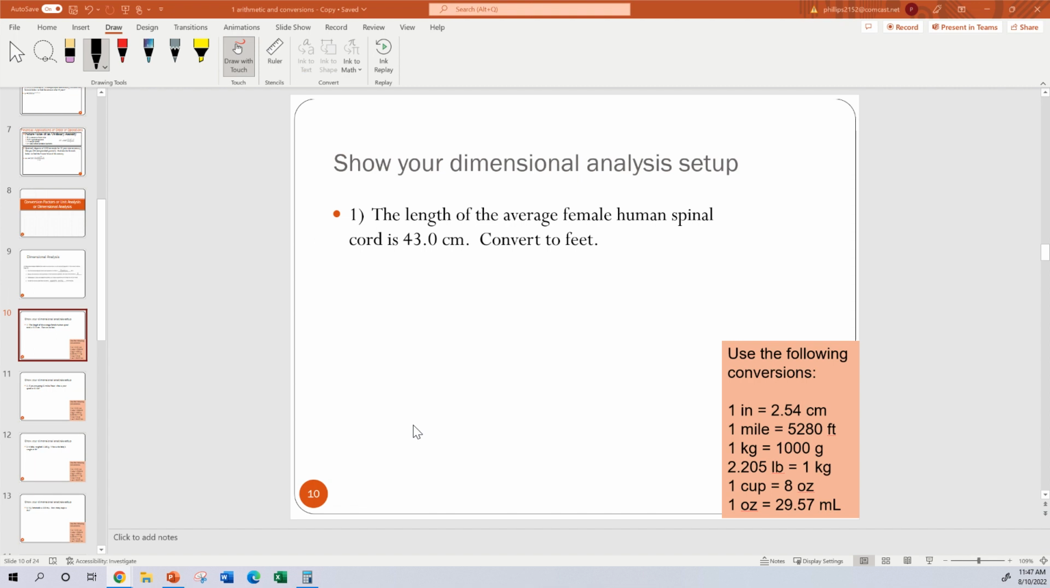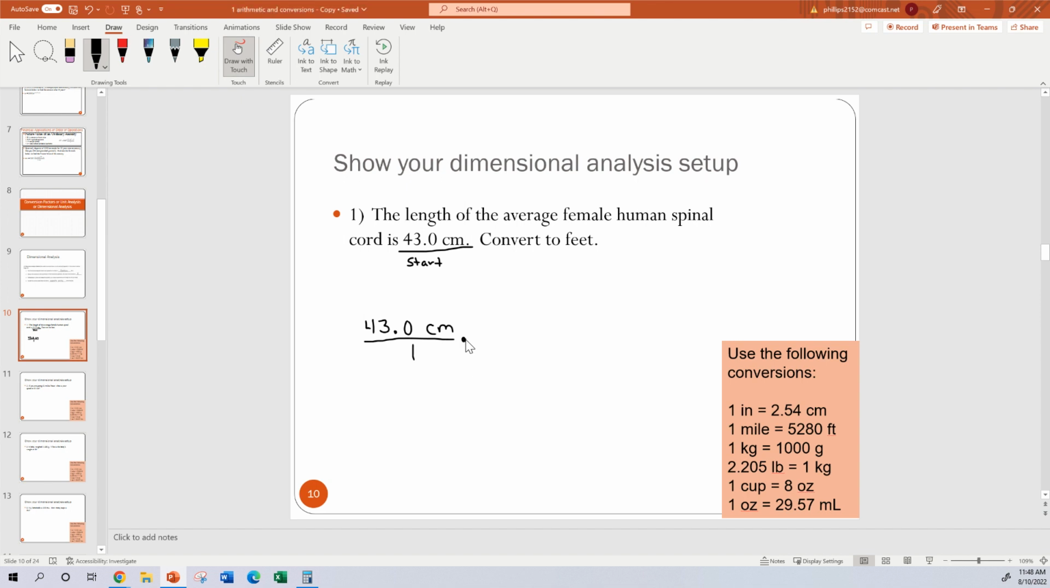So in this problem, we are asked to use dimensional analysis, and we are asked to convert the length of the average female human spinal cord of 43.0 centimeters over to feet. So this 43.0 centimeters is given. This is going to be my starting point in this problem. And I know that the dimensional analysis strategy requires that I have this set up with a label and as a fraction. So since that original measurement does not include a fraction, I put it over 1.